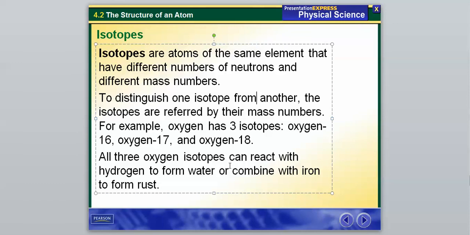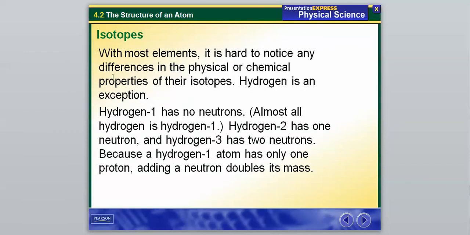All 3 of these oxygen isotopes can react with hydrogen to form water or combine with iron to form rust. So there's really not a ton of difference between these 3 isotopes. They can all do the same basic things, and they're all pretty similar. That's the case with most elements. With most elements, it's hard to notice any differences in the physical or chemical properties of their isotopes. For the most part, one extra or one less neutron isn't going to do much.